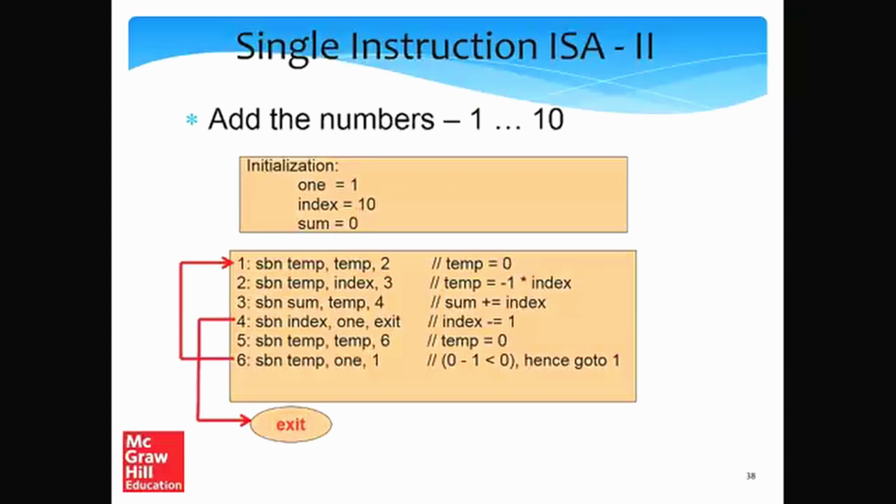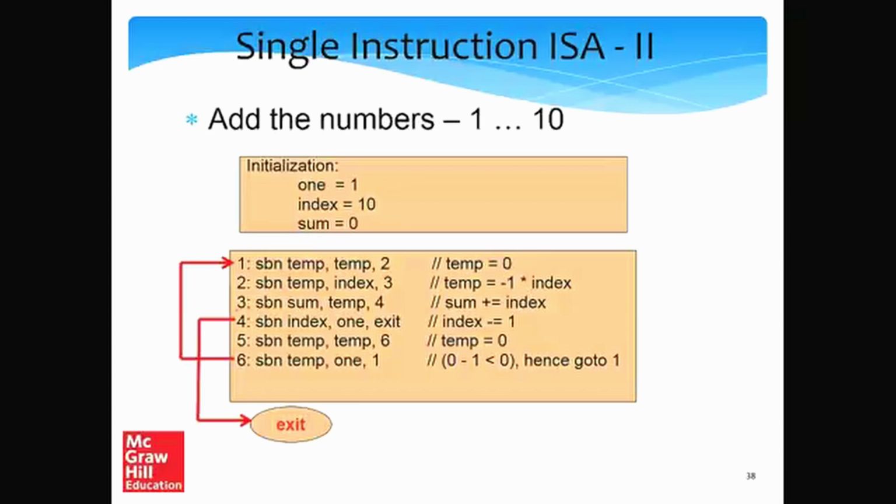The way that we would essentially write a program to add numbers from 1 to 10 is actually very easy in such an instruction set. All that it requires is only 6 lines, and here is how it works. We take a variable temp and subtract it from itself. So temp is equal to temp minus temp, so temp is equal to 0. Irrespective of the outcome, we go to instruction 2. There we compute temp is equal to 0 minus index, or temp is minus 1 times index.